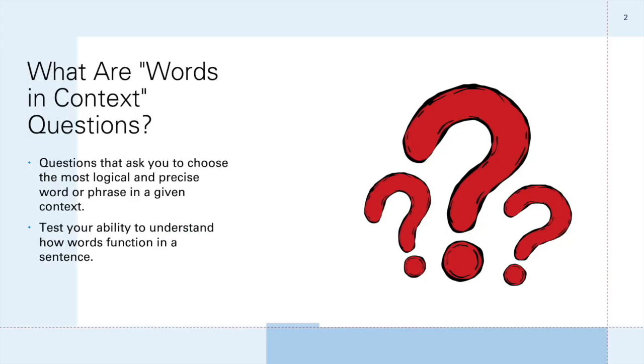Words and context questions are designed to test your ability to understand how words function in a sentence. You'll be asked to choose the most logical and precise word or phrase based on the surrounding text. So let's go through an example.